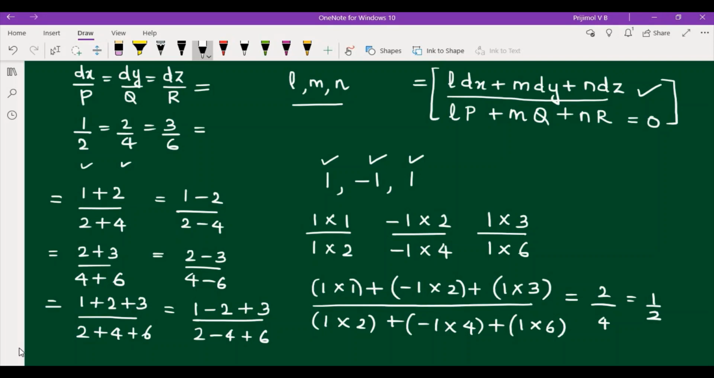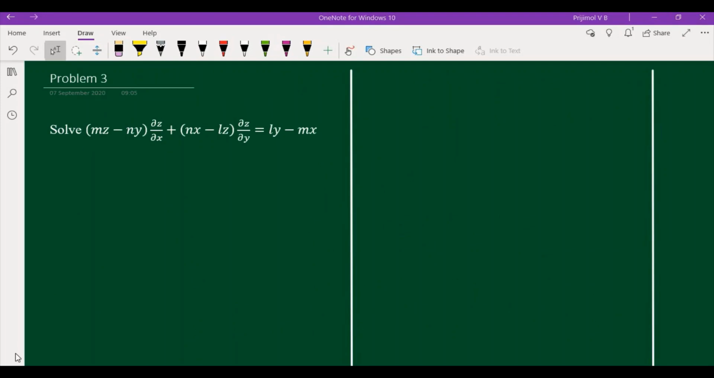Now let us solve some few problems on Lagrange multiplier. Now let us solve another problem on Lagrange partial differential equation.